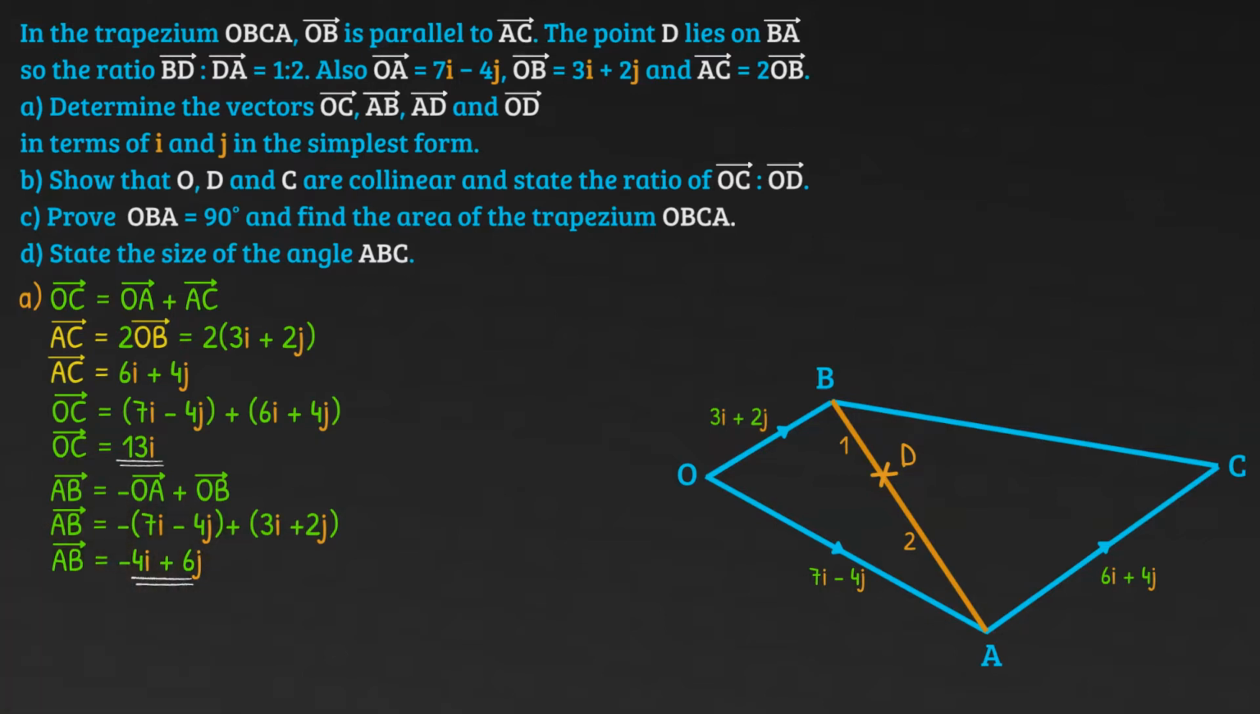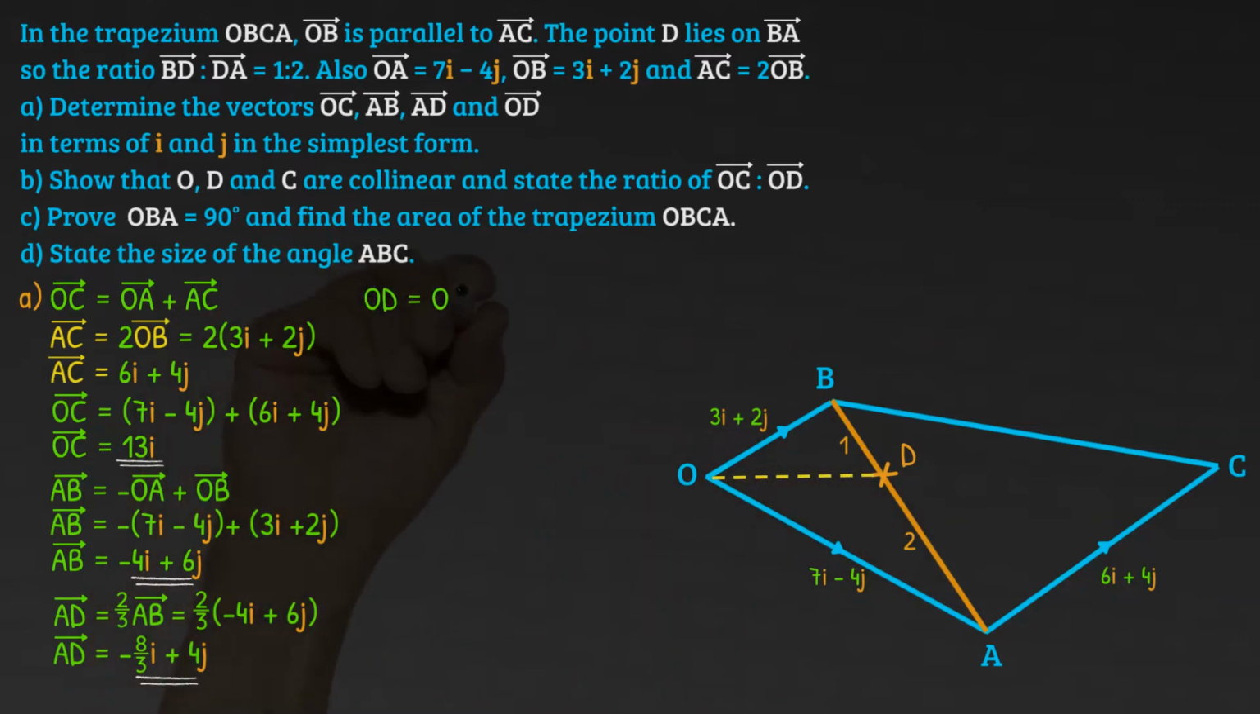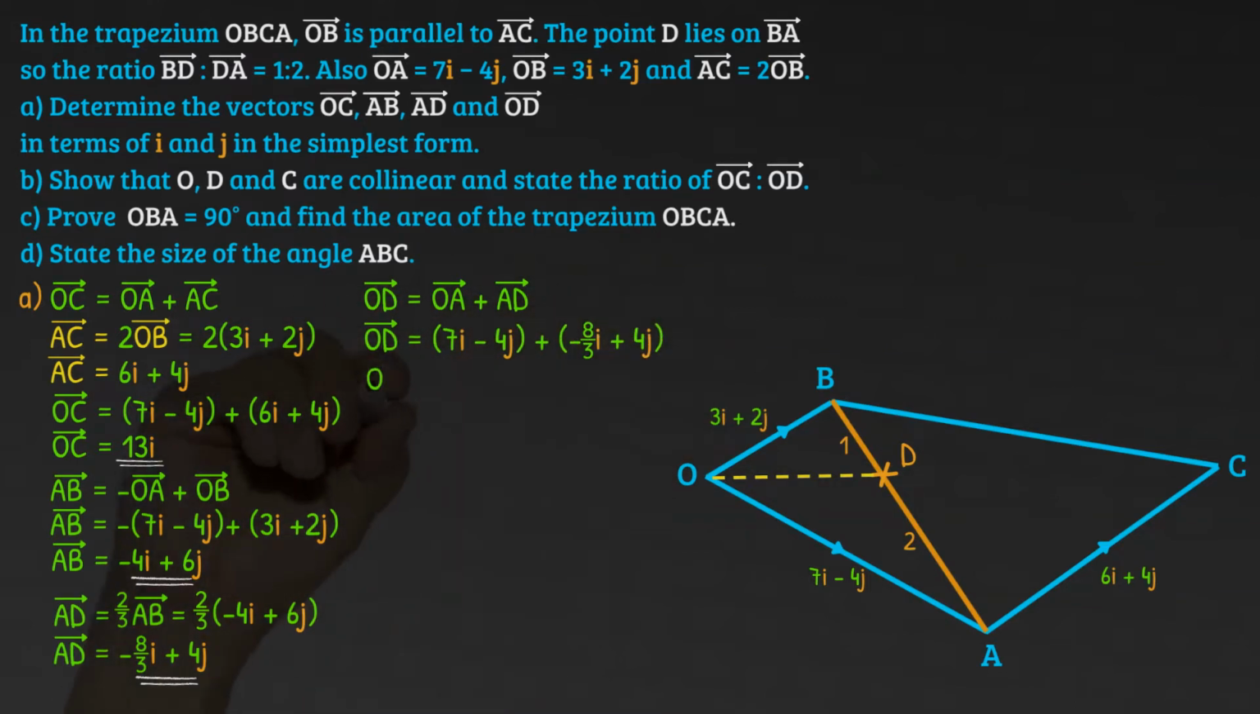Next, we're asked to find AD, and again, as you can see from the diagram, AD is going to be 2/3 of AB. And we've just worked out AB, and 2/3 of AB is going to be equal to minus 8/3 of I plus 4J. And to finish part A, we have to find OD, which is OA plus AD, and we have both of those values, so it's relatively straightforward to work out, and it's 13/3 of I.